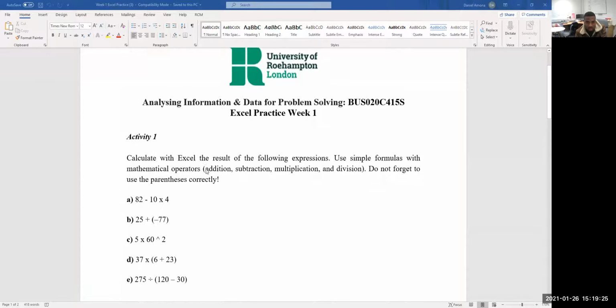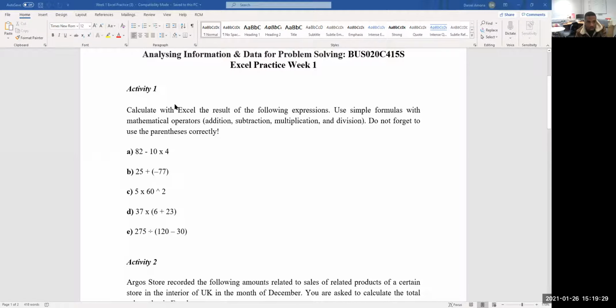So if we look at this activity, we have 6 of them here. And the first one, activity 1, is calculate with Excel the result of the following expressions. In order to do this in Excel, I'll just copy this activity and take it to Excel. So we're looking at activity 1 for week 1 of the business data analysis module.